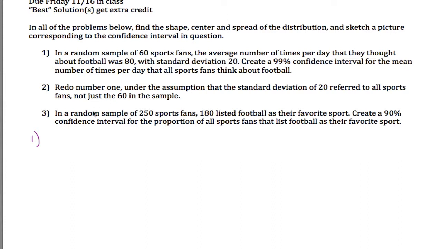We have a random sample of 60 sports fans, so n is equal to 60. The average number of times per day they thought about football: X bar is 80, and the standard deviation is 20. What's important is that that is S, not sigma here, because this standard deviation is just from my sample. It's not from the population. So I want to create a 99% confidence interval for the mean number of times per day that all sports fans think about football. So I've got to do shape, center, and spread.